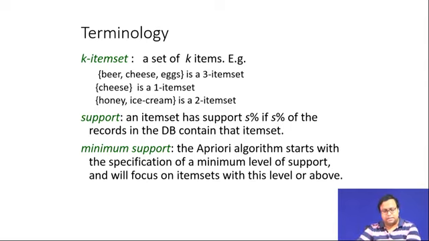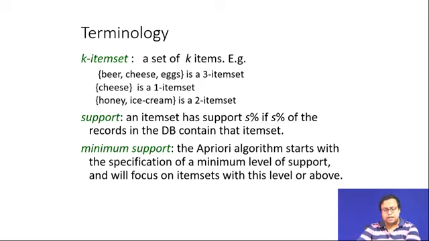For example, terminology says there is a k item set, a set of k items. If it is a 3 item set, that means a set of 3 items. A 1 item set is a set of 1 item. A 2 item set means a set of 2 items. What is support? An item set has S percent support, that means in the data set there are S percent of transactions which have these items together.